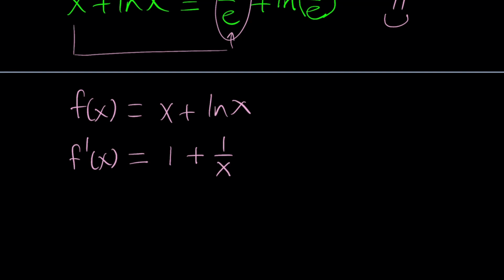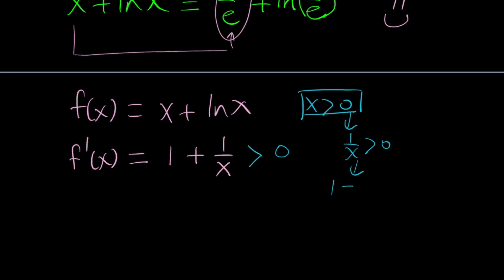And notice that x needs to be positive because we have ln x. In order for that to be well defined for reals, x must be positive. Complex numbers, it's a different world, but x needs to be positive. Therefore, this expression is also going to be automatically positive, because if x is positive, 1/x is also positive. And 1 plus 1/x is definitely positive.